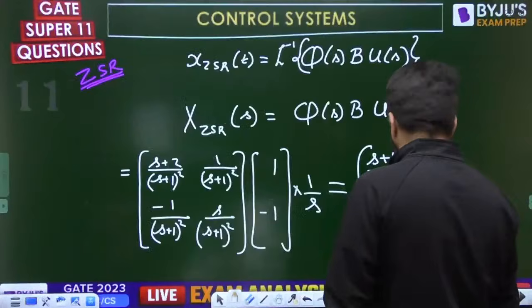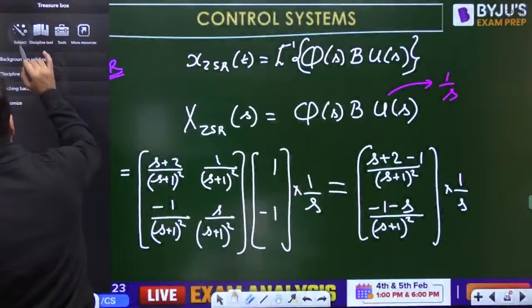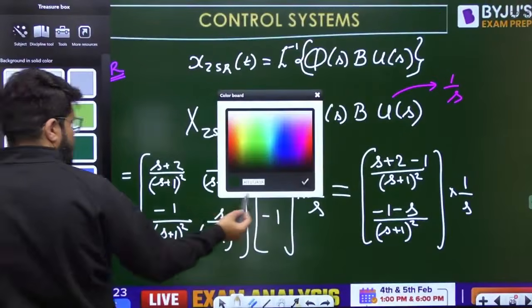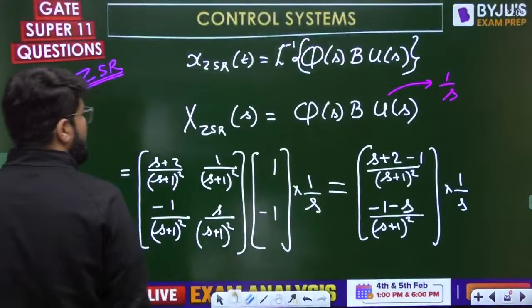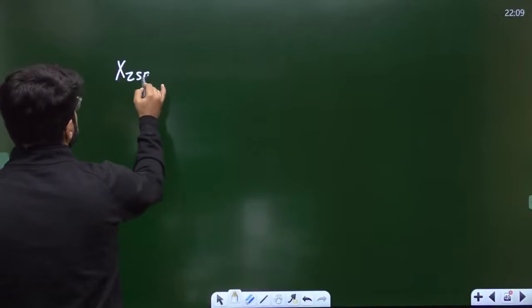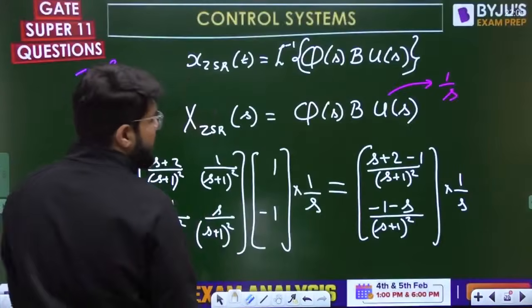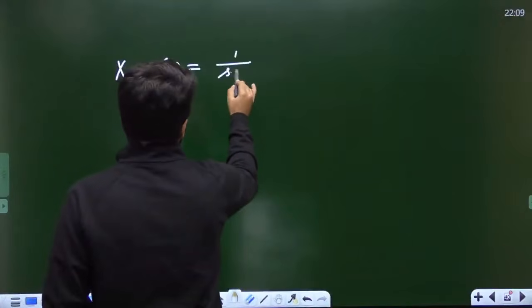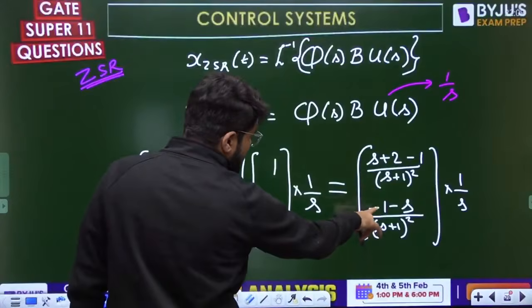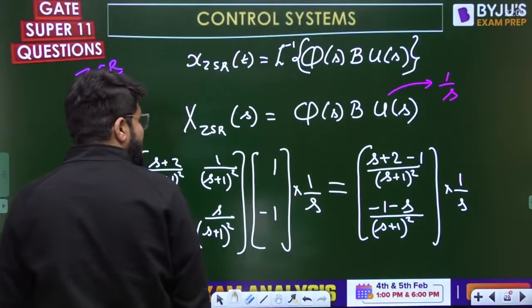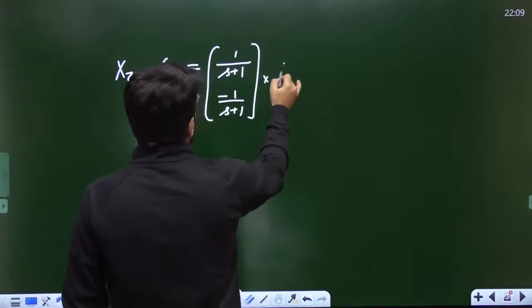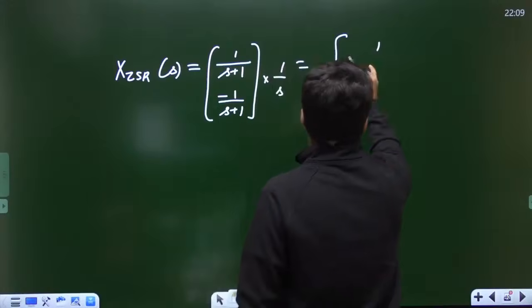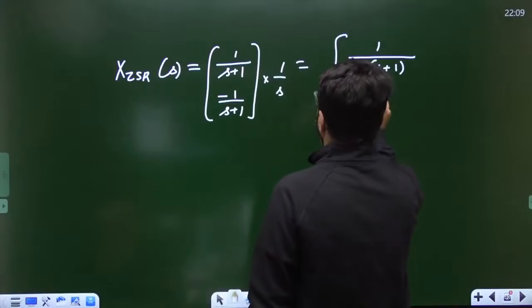So actually what is it going to come, let me take up an extra slide here. So what is that going to come up? x ZSR(s) is turning up to be s plus 1 and s plus 1, once cancelled, 1 upon s plus 1, and here also you take minus common, so minus 1 upon s plus 1, whole multiplied by 1 by s. So now this is multiplied by 1 by s, so 1 upon s(s plus 1) and minus 1 upon s(s plus 1).